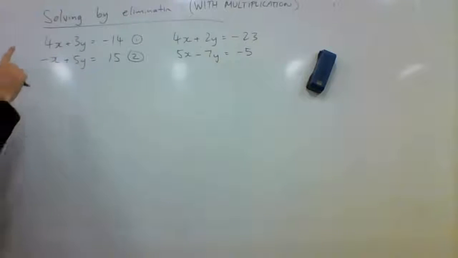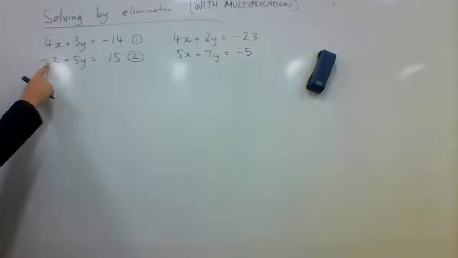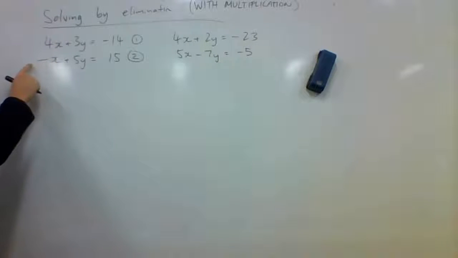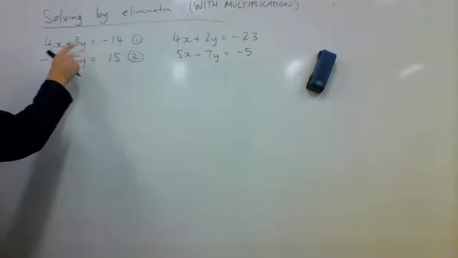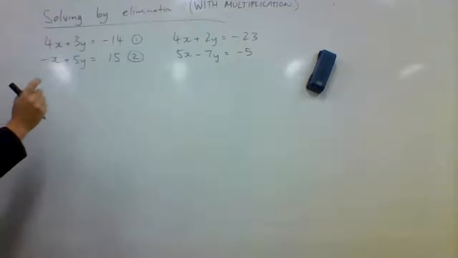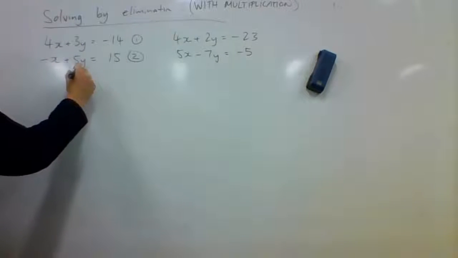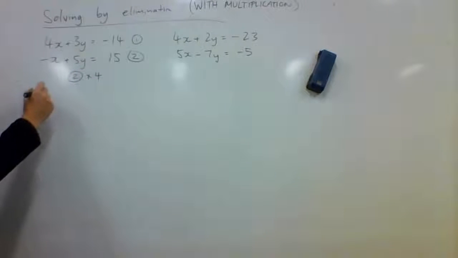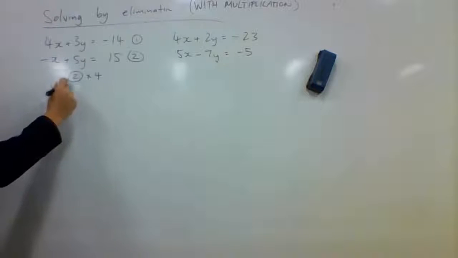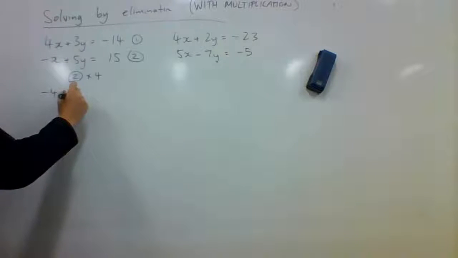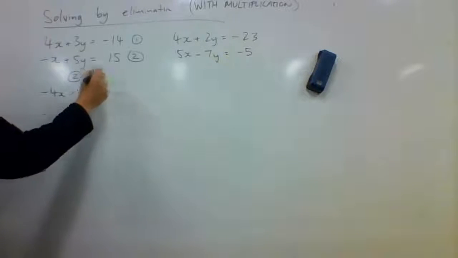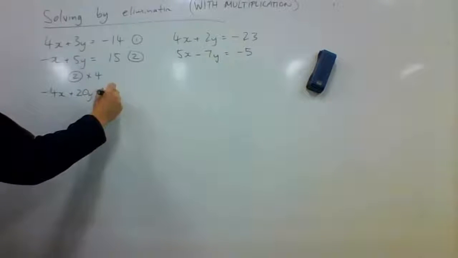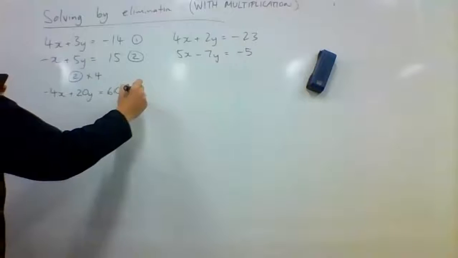Now I can see that I've got a 4x there and a negative x there. If I can multiply this whole equation by 4, I'll have negative 4x. So if I get that equation 2 and multiply it by 4, I would get minus 4x, 5y times 4 is plus 20y, and 15 times 4 is 60. I'll call that equation 3.